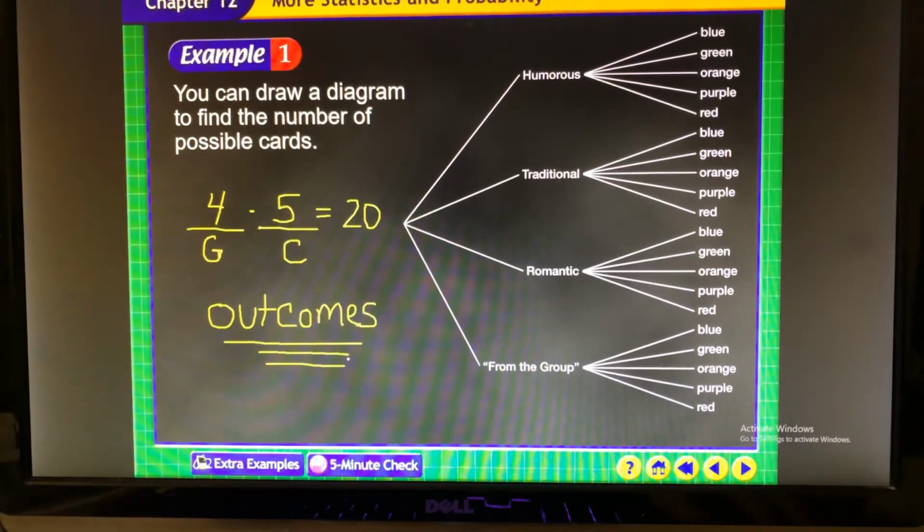How many things do you get to do? Then you put what they are. What do you get to do? And that's what I'll keep saying to you. Then you just multiply the numbers. So you have 20 different outcomes.